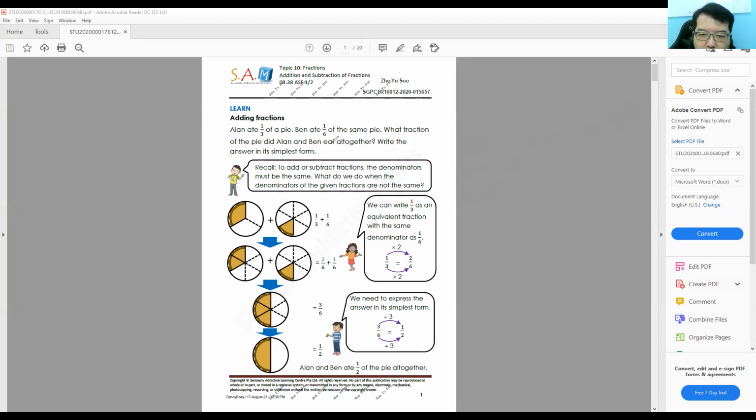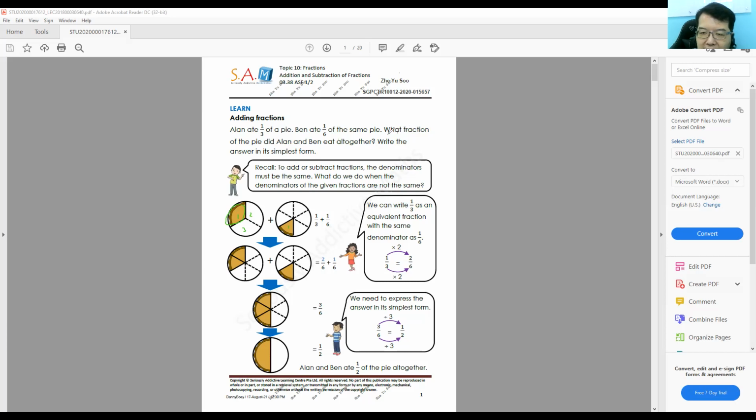Now notice that when I say 1/3, it actually means 1 out of 3. I usually like to say 1 out of 3 instead of 1/3, because it shows that Alan is eating 1 part out of 3 parts of a pie. That's why it's called 1/3. So Alan ate 1 out of 3 of a pie. Ben ate 1 out of 6 of the same pie. What fraction of the pie did Alan and Ben eat all together? Write the number in its simplest form.